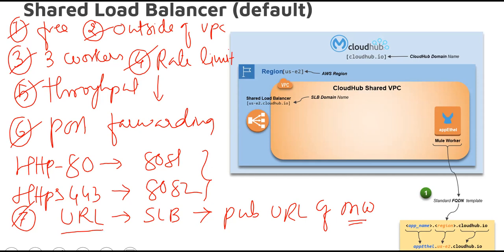URL mapping is fixed. We cannot change this. And always the SLB will be calling the public URL of the Mule worker. Let's talk about what this public URL is. Okay, so let me clean this, and then let's go one by one.